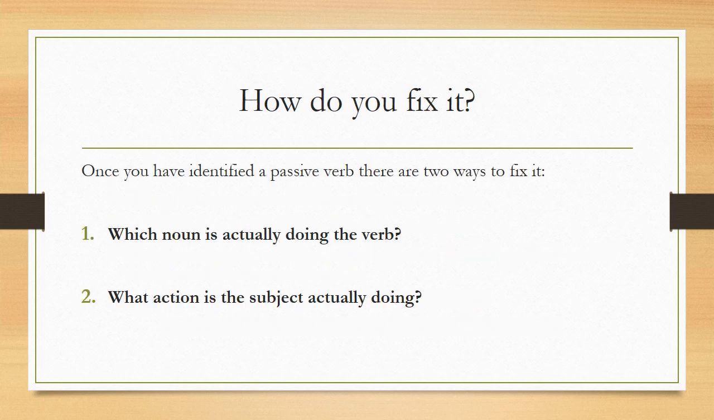Now that you can find passive voice in your writing, you need to learn how to turn it into active voice. There are two ways to fix passive voice, either by changing the subject or the verb. Remember, passive voice is when the subject does not perform the verb, and the goal, therefore, is to get the subject and verb to match. To begin, you must ask yourself either, which noun is actually doing the verb, or what action is the subject actually doing?